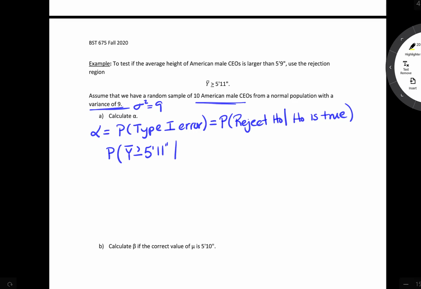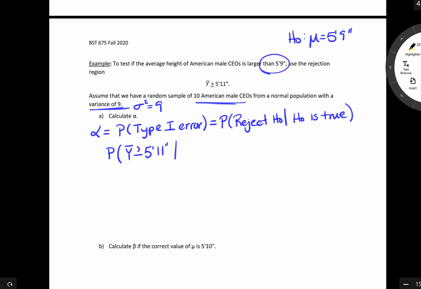Well, our null, or our hypotheses in general, are always about the value of the parameter of interest. And so since we're interested in the population mean here, if you'll recall, since we're testing to see if the average height of the American male CEO is greater than 5 foot 9 inches, under the null hypothesis, we assume that mu is equal to 5 foot 9 inches.